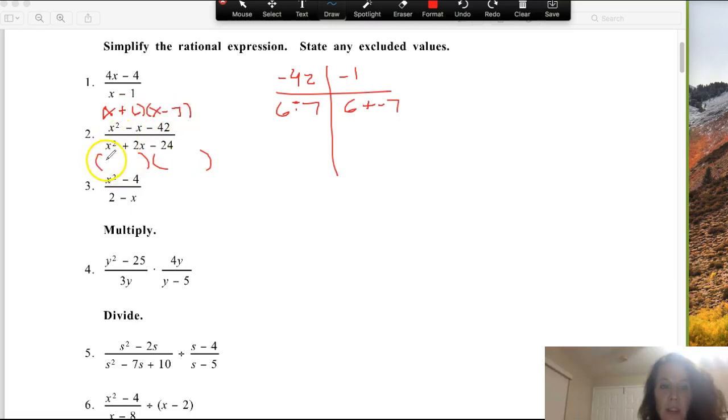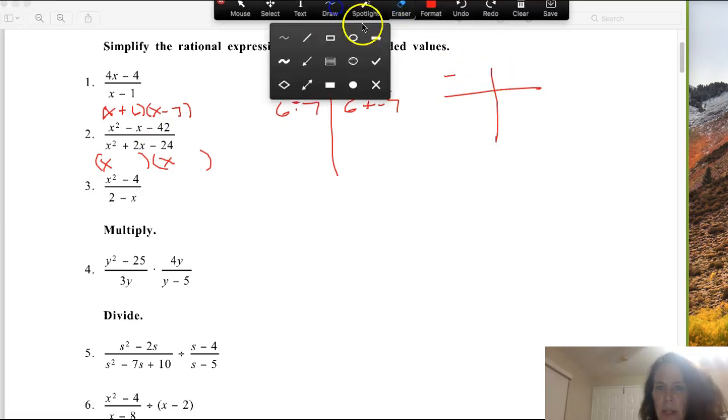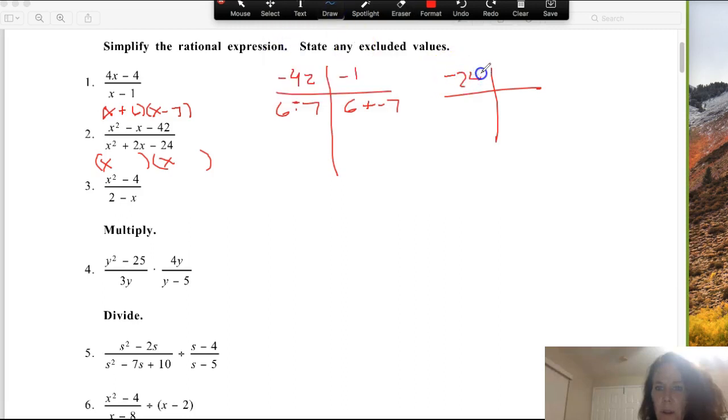On the denominator, this factors into x and x. 24, so I want the factors of negative 24 that might add up to be 2. So let's see. 6 times 4 gives me 24, and if I could get one of those to be negative, they could add up to be 2. I do have a negative 24 here, so I'm going to go negative 4 because when I add these, I want positive 2. So 6 minus 4 does give me positive 2, and there's my terms. Plus 6, minus 4. All right, numerator is this and denominator is this.